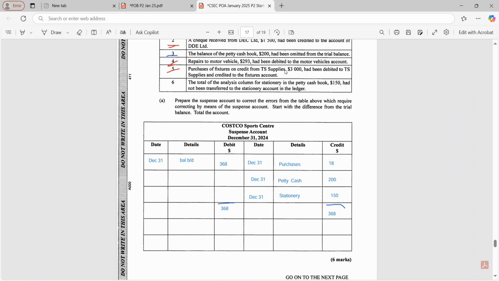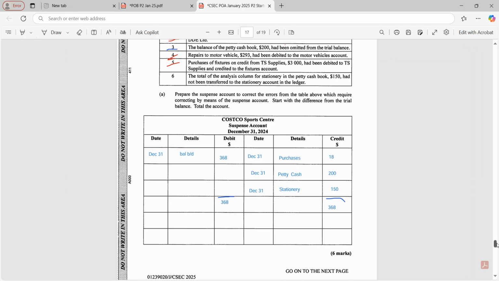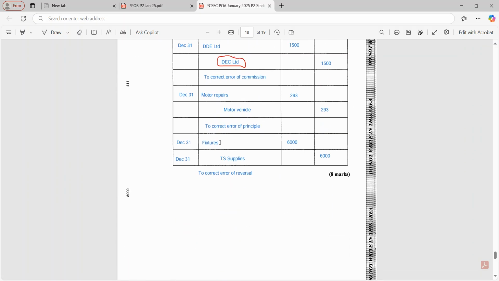Because if you have a debit $3,000 and you have a credit $3,000, when you're going to balance off, you're going to have zero. But you don't want to have zero, you need to have $3,000. So therefore, you multiply it by 2 so that when it's going to cancel out, one of the $3,000 will remain. All right. So in this case, 3,000 multiplied by 2 gives you $6,000. Fixtures was credited, but it should be debited. So you debit fixtures, and TS Supplies should be credited, but it is debited. So you credit it now. All right. And it is the correction of error of reversal.